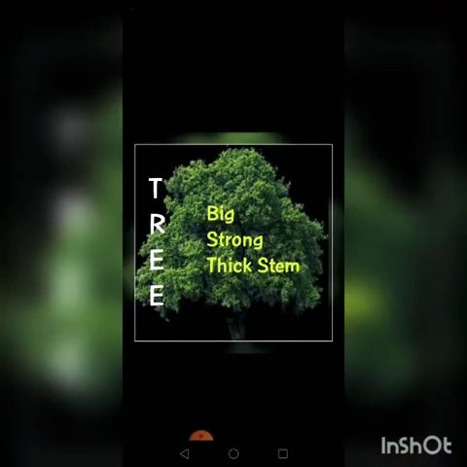Now, what are trees? Tree is big. It's strong. It has a thick stem called the trunk. It has many branches, many leaves. It gives us shade. Some trees give us fruit also. So they are the biggest of all plants. Coconut, mango, apple, they are all common trees.